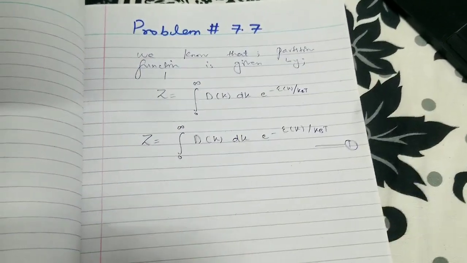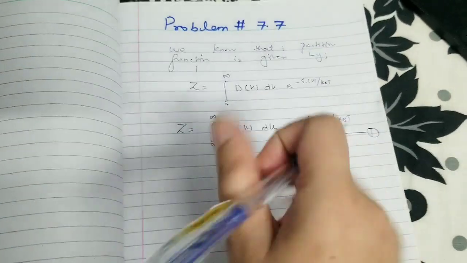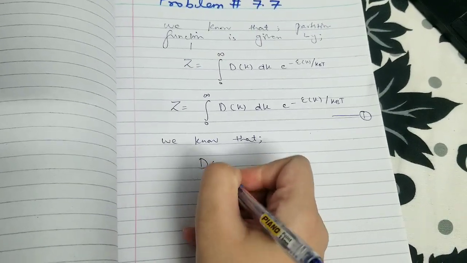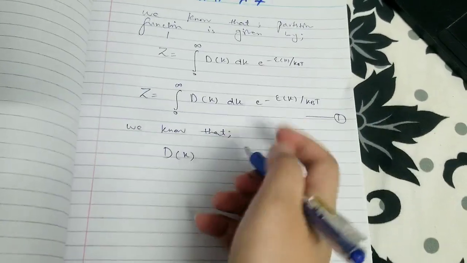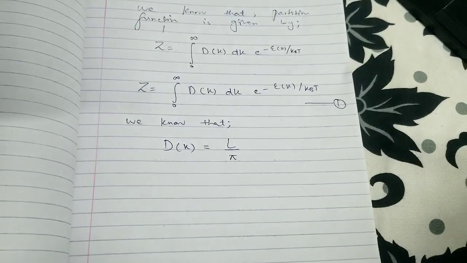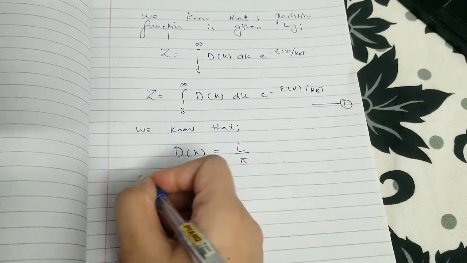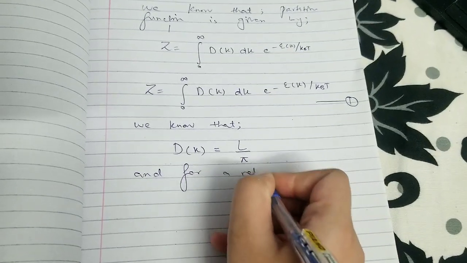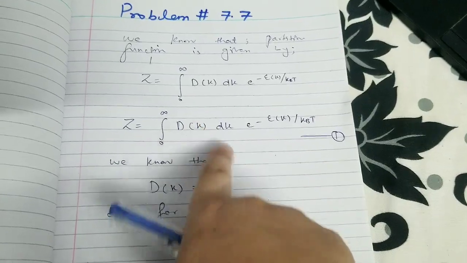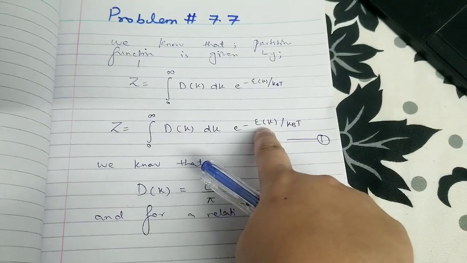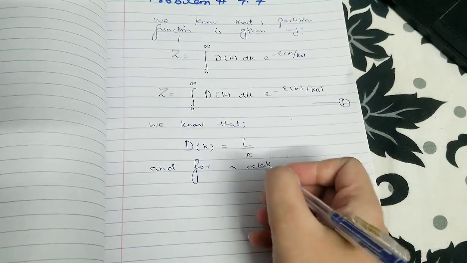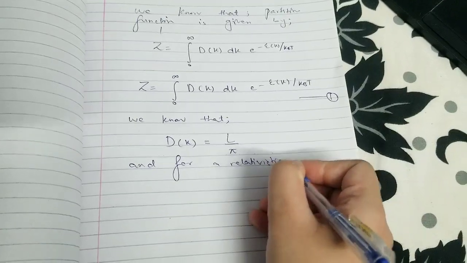And we need to calculate the partition function in one dimension. So we know that the density of states in 1D is given by this simple formula. And for a relativistic particle, what else needs to be inserted into this expression, besides d of k, as we know d of k is L by pi, is the energy expression as well, which is E of k.